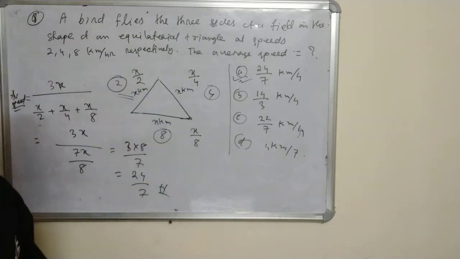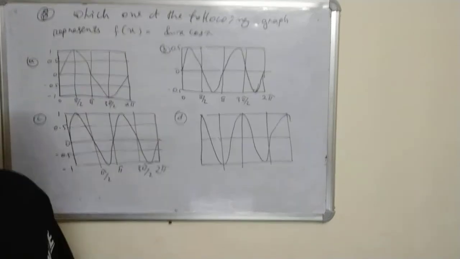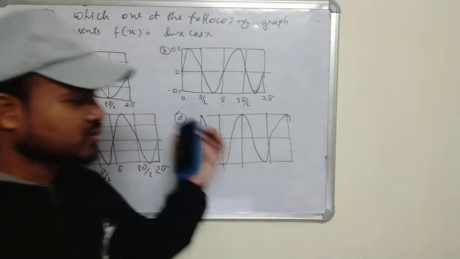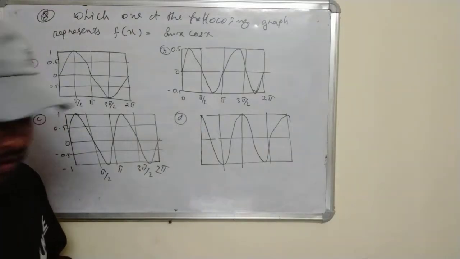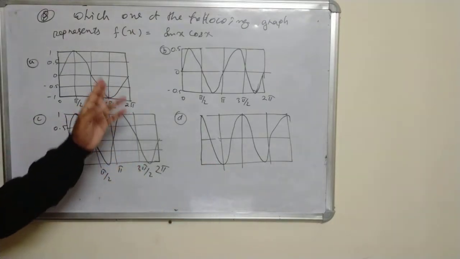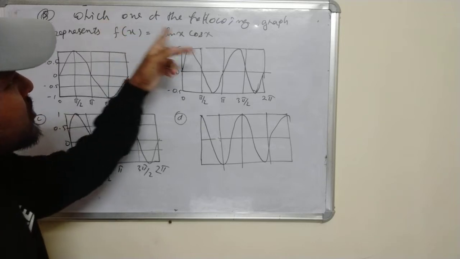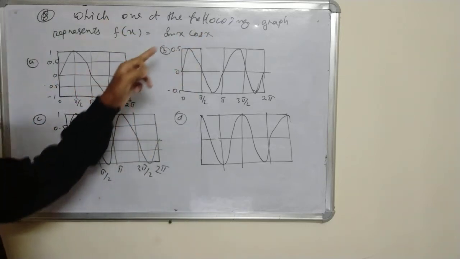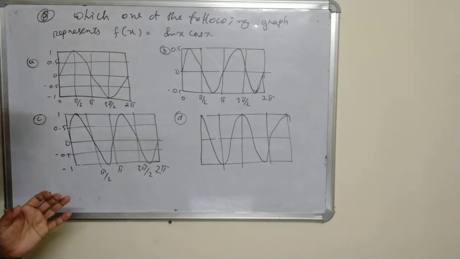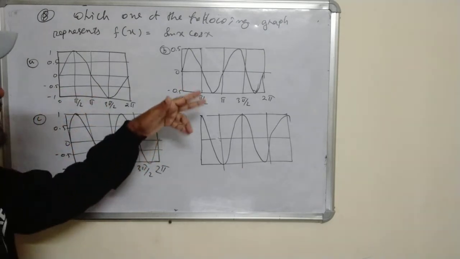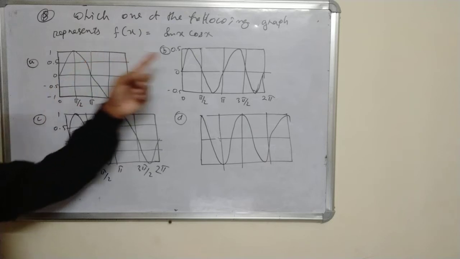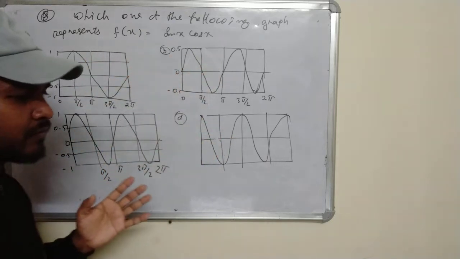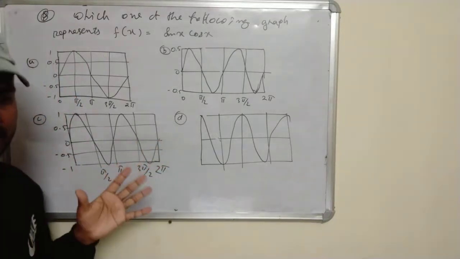So let us take another question. This was also in the CSIR NET examination. Given the function f(x) equal to sin x into cos x, which one of the following graphs represents it? This is a sin x graph, this is a cos x graph, and this is also a sin x graph. Which will be the correct option?